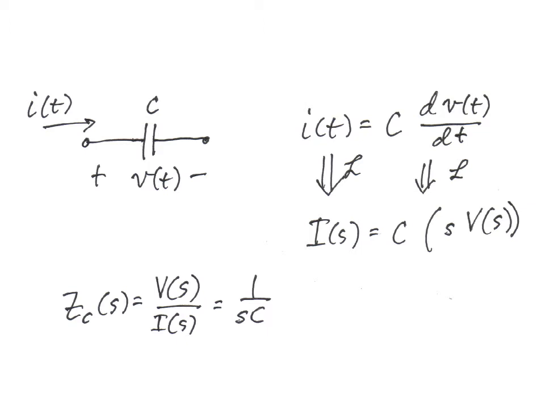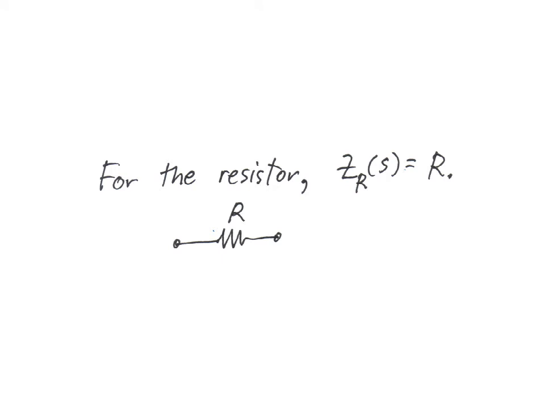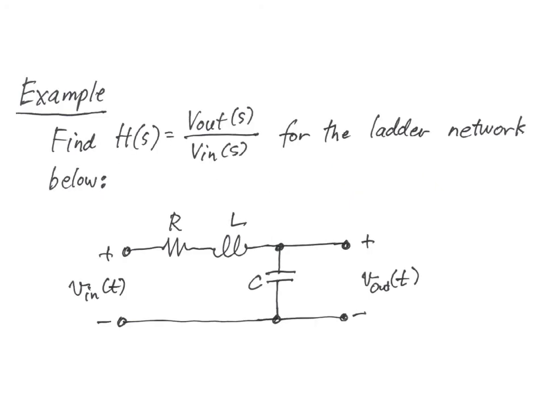Much more convenient. Of course, it should be said that in both cases, the element itself, inductor or capacitor, was assumed to be at 0 initial conditions. The resistor, as before, has impedance R. It is not a function of S. It's a constant. Taking this information, let's find the transfer function, the voltage transfer function for this ladder network, defined as the Laplace transform of V out divided by the Laplace transform of V in, or H of S.